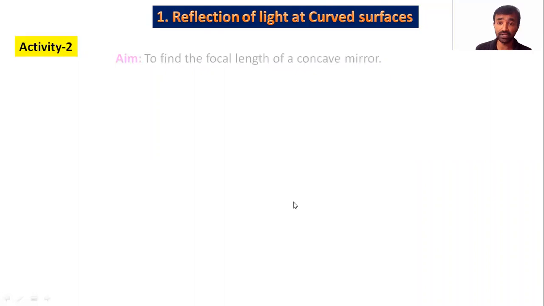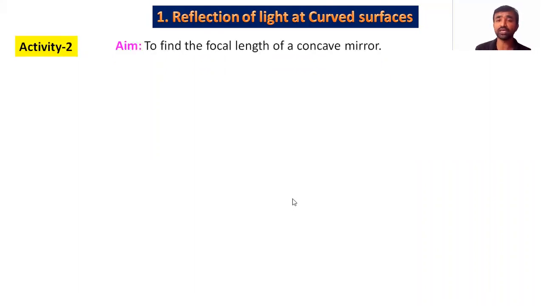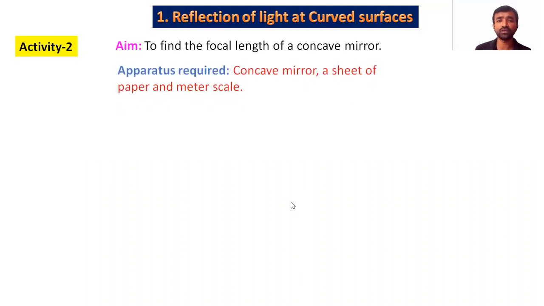Right, everyone ready? Just look at yesterday's discussion about activity 2 using the sunlight. We got the image on the paper, right? Here it simply helps us find the focal length of a concave mirror. For this we use these materials: a concave mirror, a sheet of paper, and a scale to measure the distance between the pole and the image obtained on the paper. Just look at them here in the procedure.